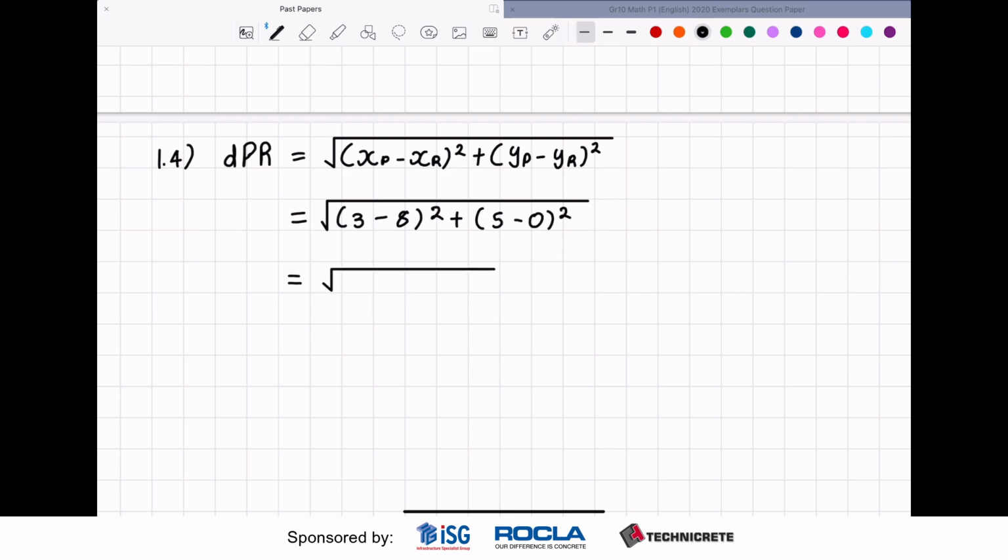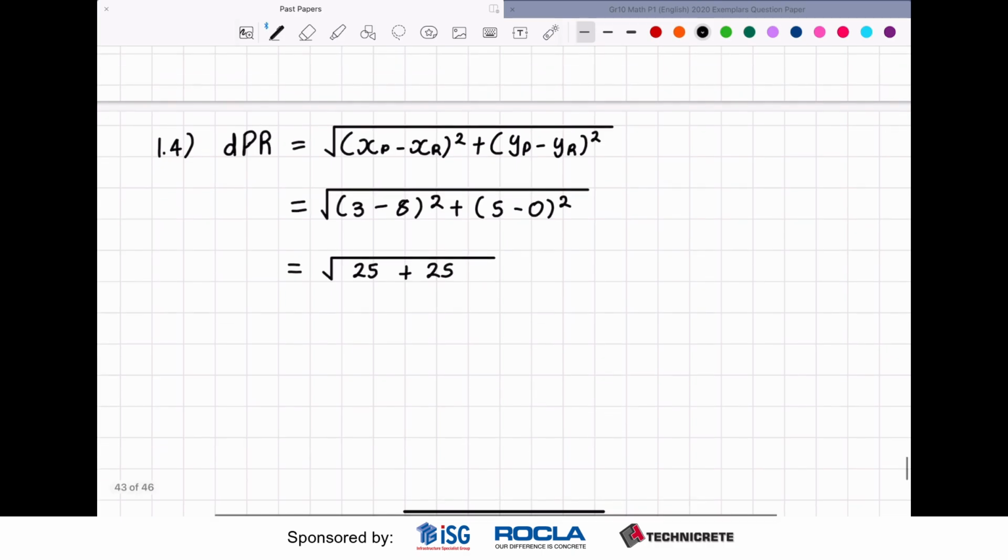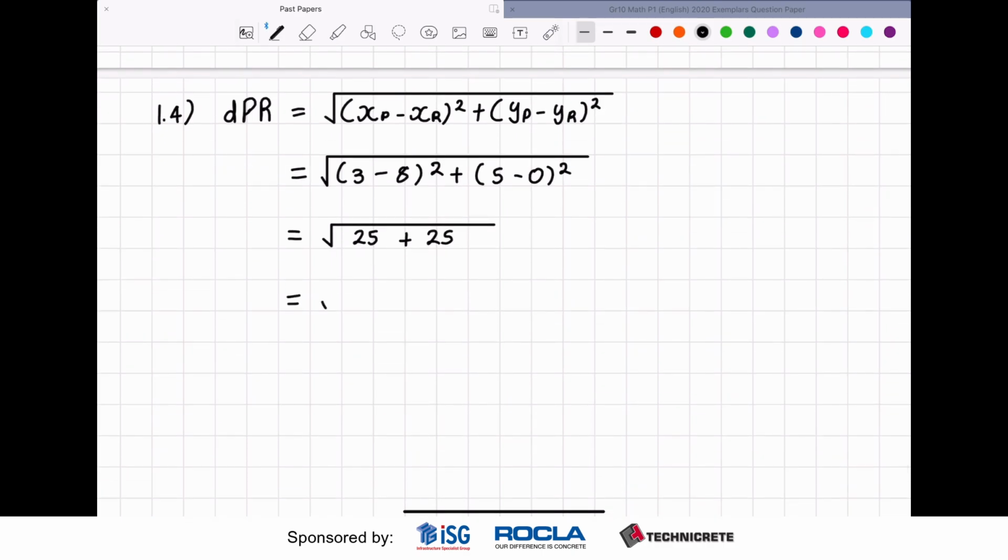Then I have 3 minus 8, which is minus 5, and minus 5 squared is 25. And then this one is also 25. And so I have root 50.